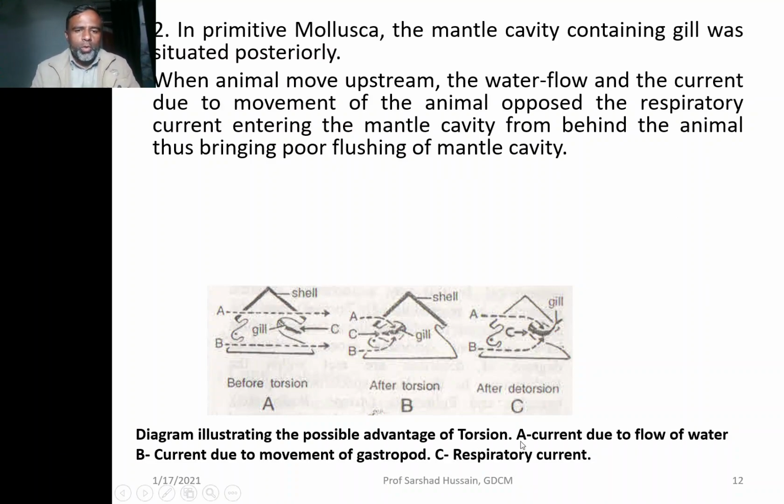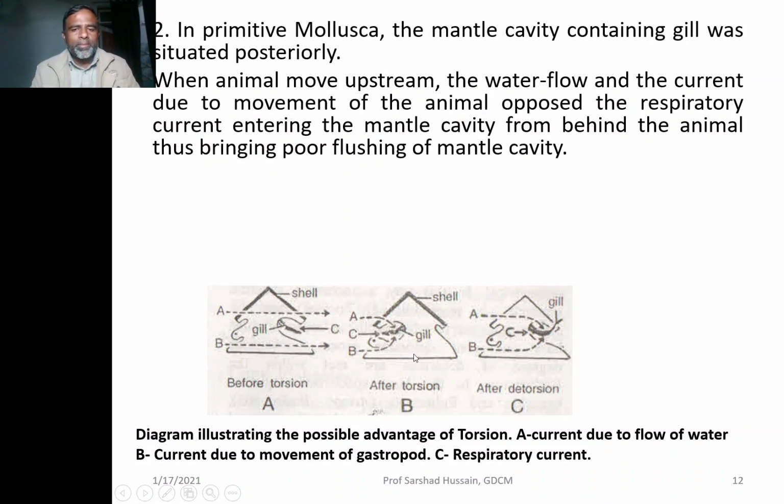So these were the two currents. You can see A represents the current due to flow of water. Say, for example, this is the ctenidia, and this is A. Water is running in this direction because the animal is moving in that direction. B is the current due to movement of the gastropod; again because of the movement of the animal, the water current will go like this. But the respiratory current is this, and unless the water comes in this direction, it cannot respire.